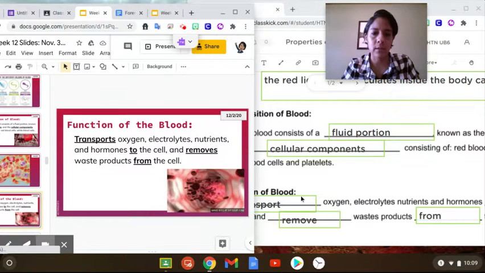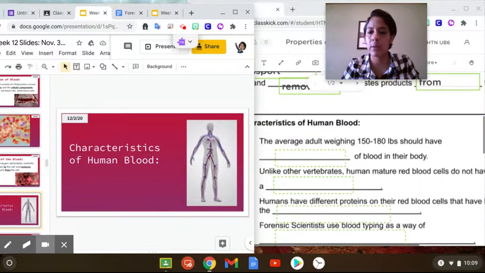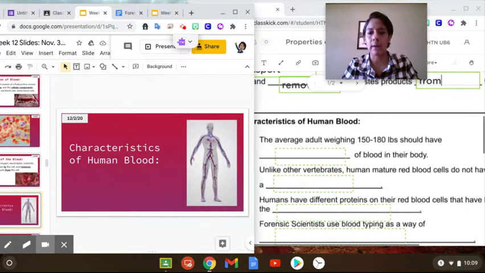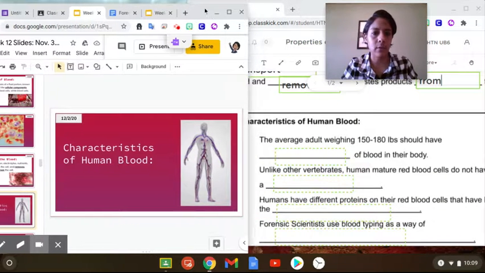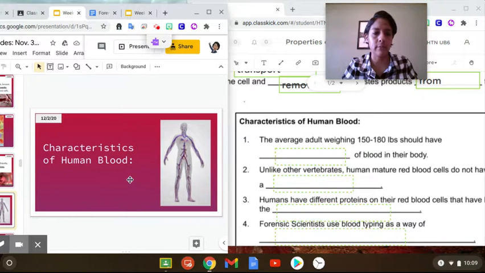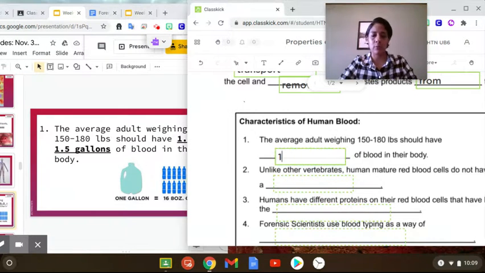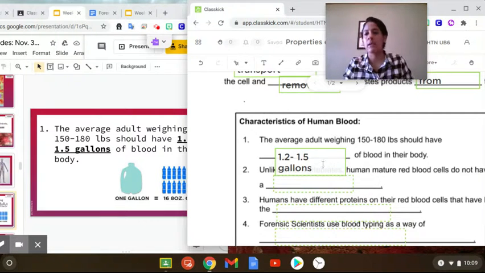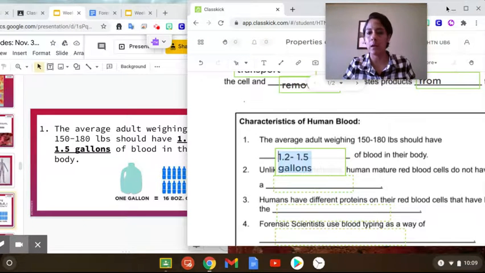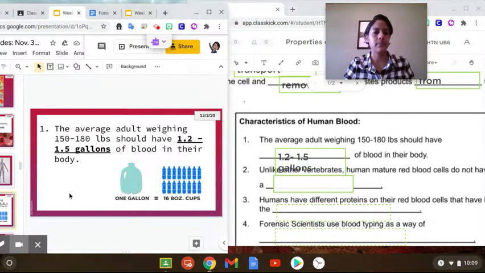Okay, so we'll go ahead and go to the characteristics of blood, and we're going to talk about 5 different characteristics, and then I'll show you how to complete the last part of the assignment. Okay, so on average there are going to be 1.2 to 1.5 gallons of blood in a person's body, and that's for an average adult weighing anywhere from 150 to 180 pounds. Okay, so that's going to go there. It's okay that it's not in the box completely.